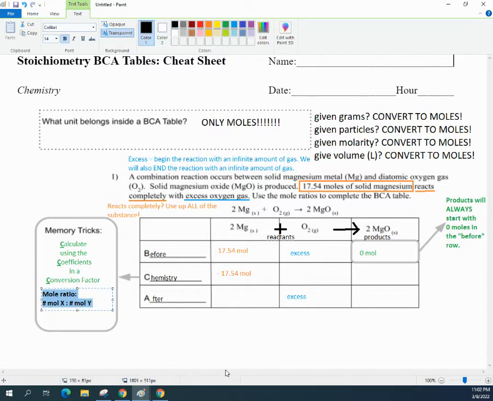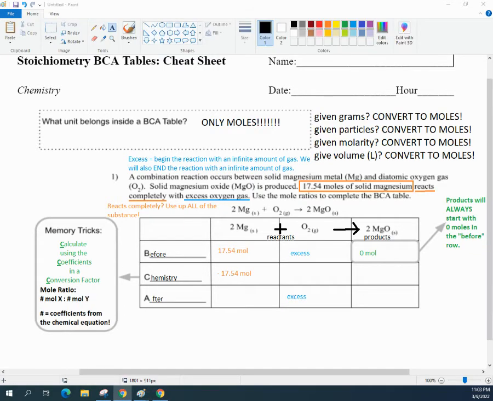It depends on what we are working with as far as which numbers go in there. But those numbers are the coefficients from the chemical equation. So we use this mole ratio to help us calculate these other two boxes in row C. So in row C, we are doing some sort of math.